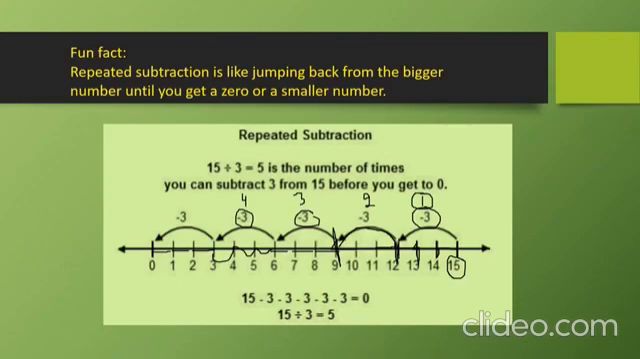So 15 minus 3, 12. 12 minus 3, 9. 9 minus 3, 6. 6 minus 3, 3. And 3 minus 3, 0. So here we get 0. Let's count how many jumps we have. How many times we subtract 3? 1, 2, 3, 4, and 5. So 15 divided by 3 equals 5. Repetitive subtraction.